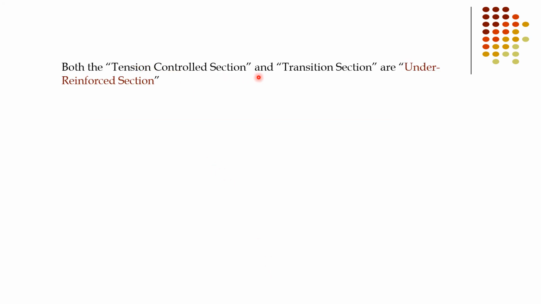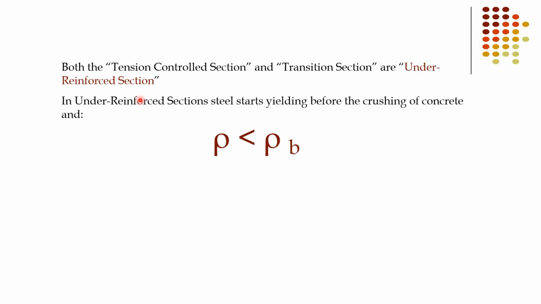Both tension control and transition sections are under reinforced sections. What does it mean? Under reinforced sections are ductile sections. In all these sections, first the steel yields, then the concrete crushes. In tension control and transition sections, first steel yields, then concrete crushes. That's why these sections are called under reinforced sections. In an under reinforced section, steel starts yielding before the crushing of the concrete, which means rho is less than rho balance.